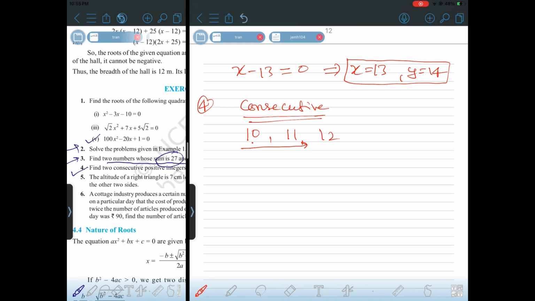Like this, okay? Because we require two numbers which are consecutive, we can assume that if the first number is x, then the second number will be x plus 1. Because if you observe, the difference between consecutive numbers is just 1.